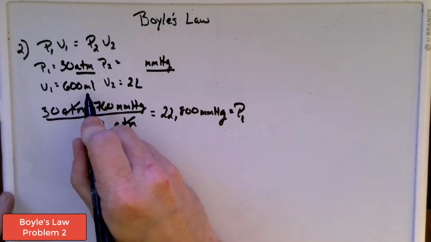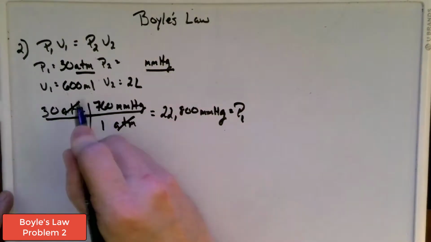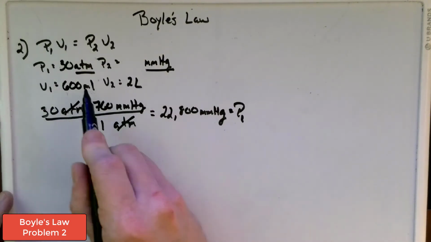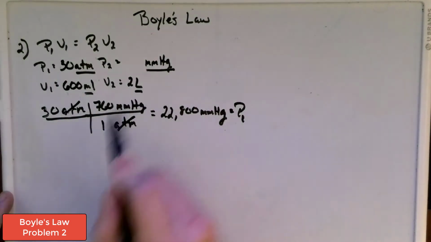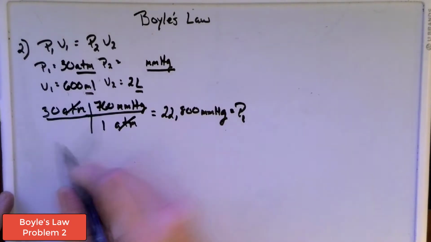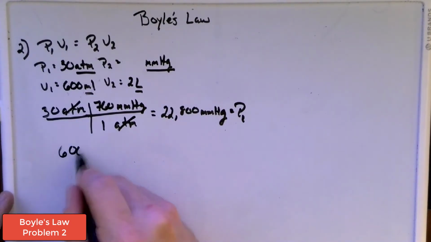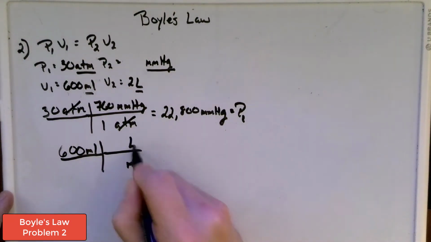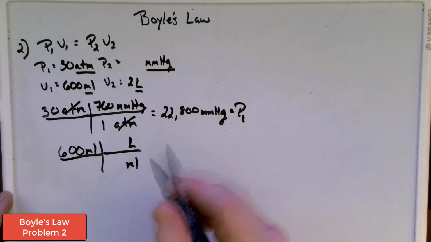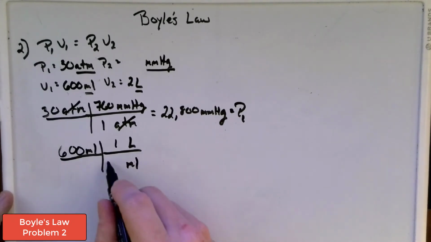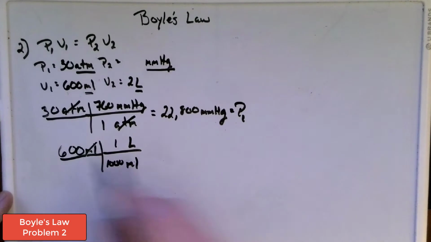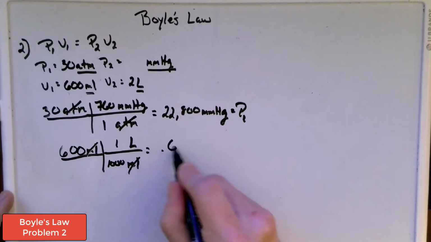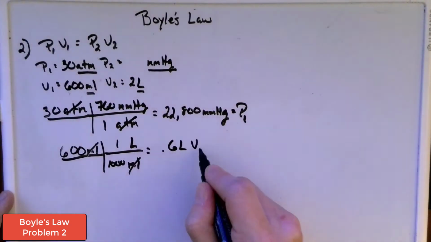Then we see an issue with milliliters to liters. Both of these units must match. Now, it doesn't matter which one you convert, milliliters into liters or liters into milliliters, but they both must be the same. I personally converted milliliters to liters, so I will take 600 milliliters, cancel milliliters, convert to liters, and I remember a conversion factor from the beginning of the year where I know that 1 liter is the same thing as 1,000 milliliters. 600 divided by 1,000 happens to be 0.6 liters as our new V1.